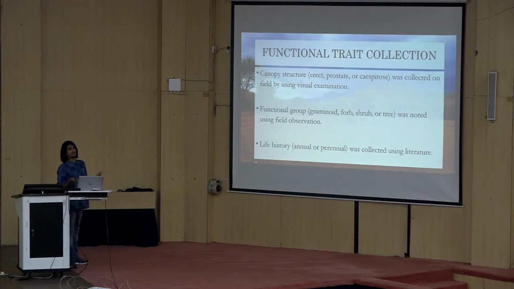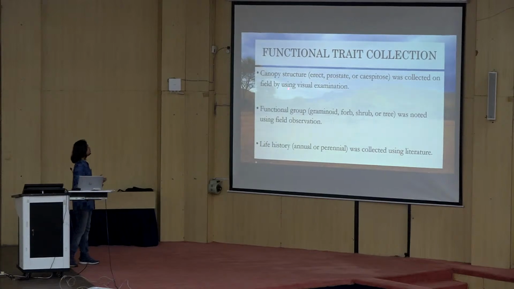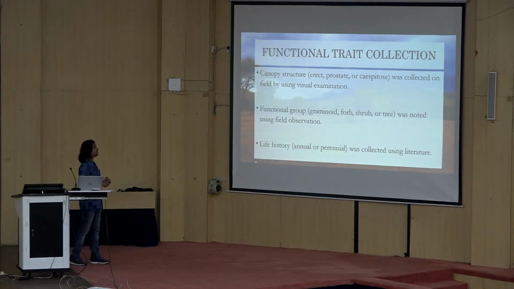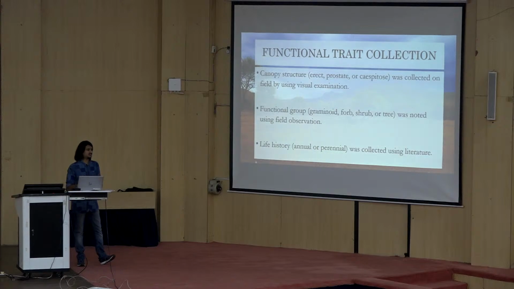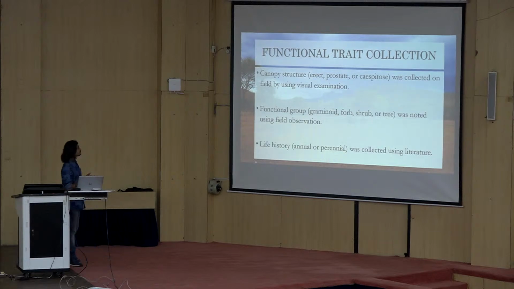Then we went on to collect the functional traits of the plot. We collected a total of 3 traits: canopy structure, functional group, and life history. Canopy structure and functional group were recorded using field observations, and life history was collected using literature. Here in canopy structure, we have erect, creeping, and caespitose. Erect means species which are vertical or have an upright form, and creeping species are species which have a horizontal or mat-like formation. Caespitose indicates grass species which are bunched together or have a tussock-like formation. These are also erect in form.